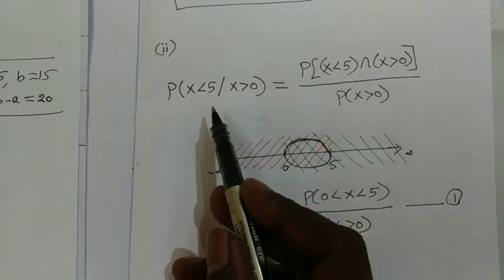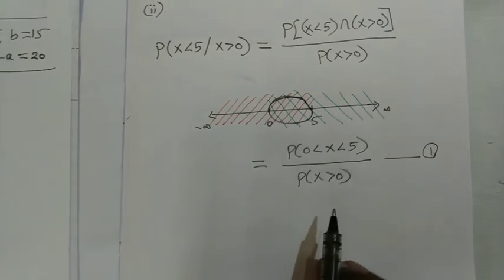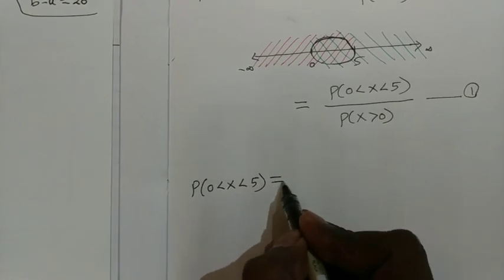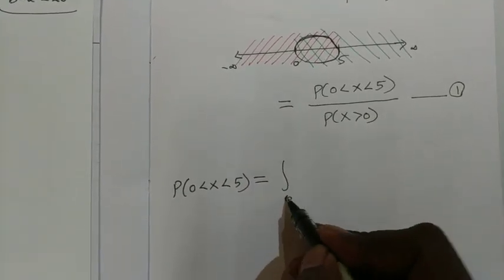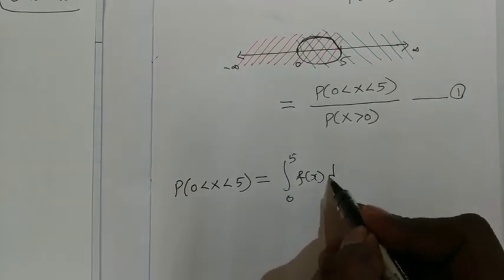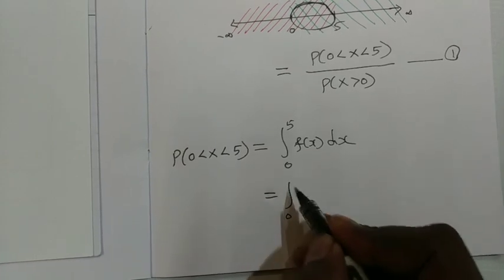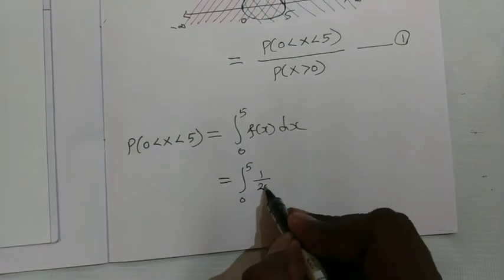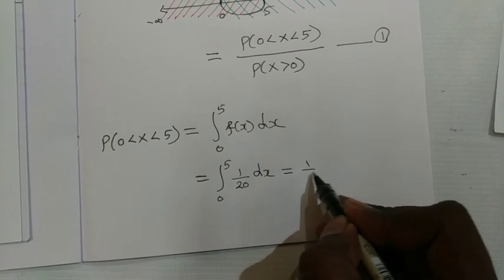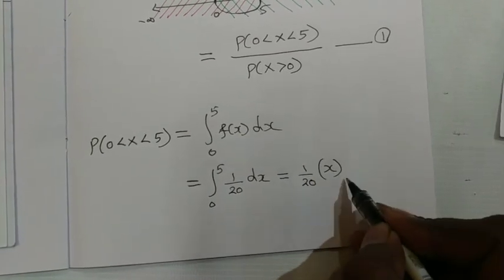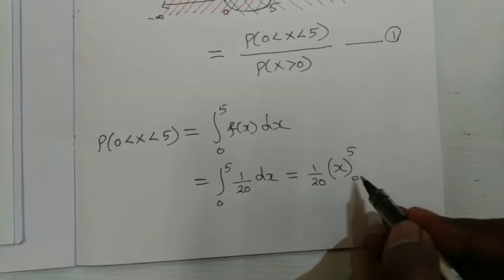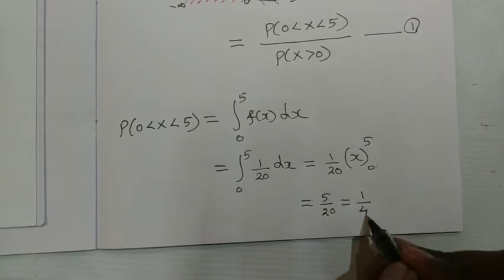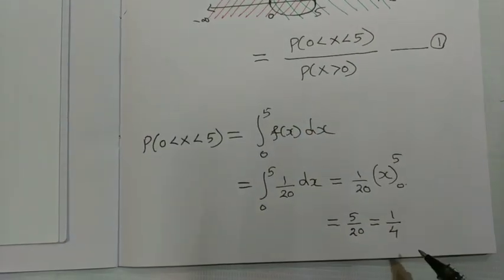To find the given value, I want to find the numerator and denominator separately. First I am going to find the numerator value, P of 0 less than x less than 5. What is the formula? Integral 0 to 5 of f of x dx. f of x is 1 by 20, into dx. Take 1 by 20 outside. Integration of dx is x. Limit 0 to 5, substituting the limit, 5 minus 0, 5. So that is 5 by 20. The final answer is 1 by 4. So this is the numerator value. Next I am going to find the denominator value.